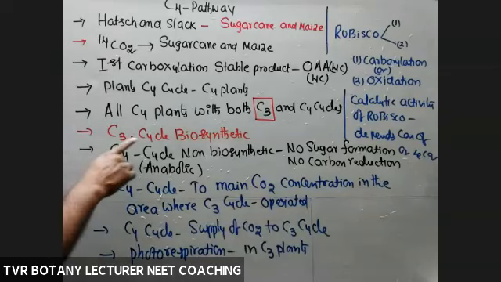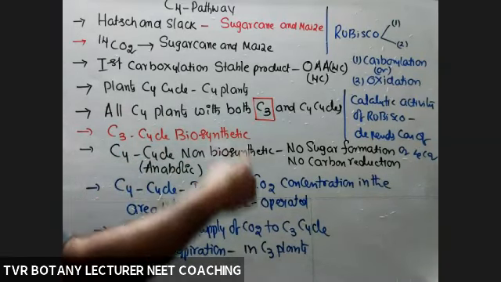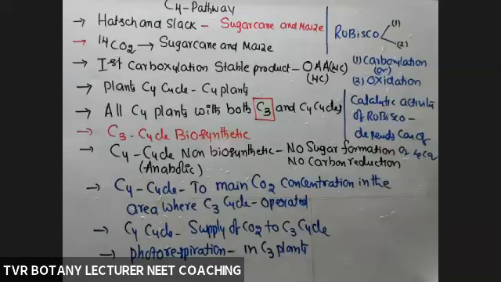So that's why the C4 cycle is non-biosynthetic. It is just a supplier of CO2, able to maintain a high concentration in the area where the C3 cycle operates. The purpose of the C4 cycle is to maintain more CO2 concentration to prevent photorespiration, which is a wasteful process. There is no formation of sugar. So to support the C3 cycle, the C4 cycle evolved, right? So that's about the introduction part of the C4 pathway. Next.